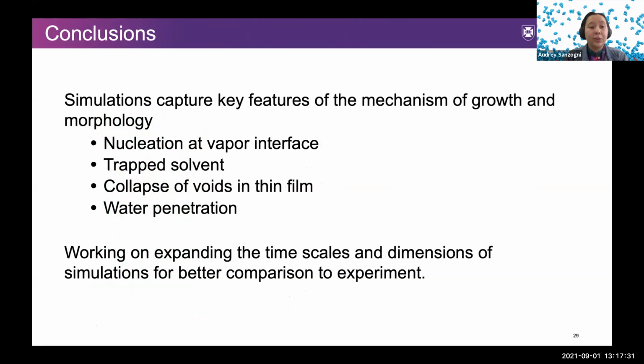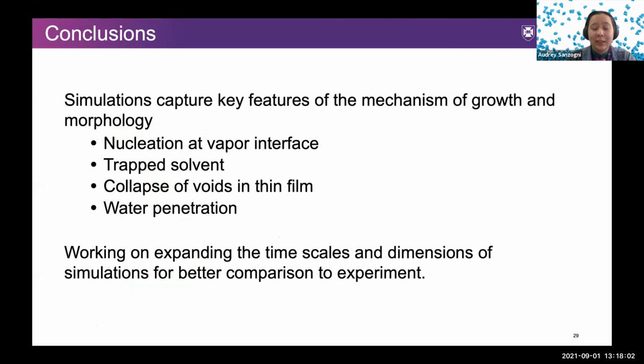So in conclusion, the simulations captured key features of the mechanism and growth of the morphology. We could see nucleation at the interface. We can see that perhaps there is trapped solvent in these thin films over longer periods than we expect. And we can see that voids do not remain in the system, and they can put stress on the thin films. And we're exploring water penetration into these thin films and the solution processing of much more complex systems.